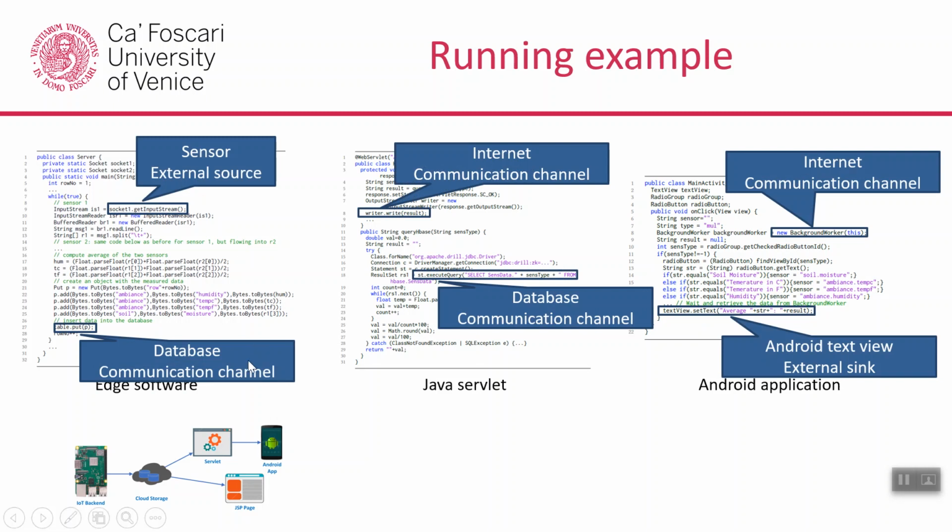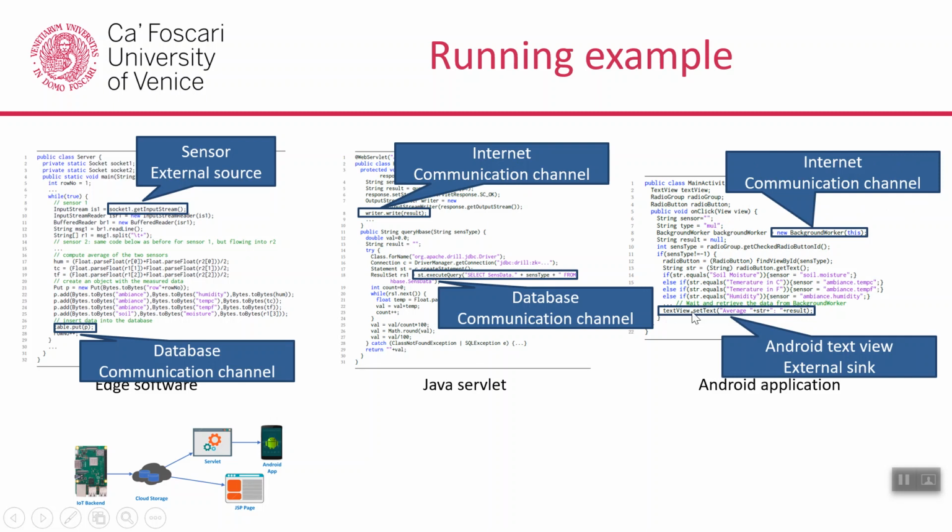For this particular example, we have a socket getInputStream that is an external source of type sensor. We have table.put that is a database sink as a communication channel. We have executeQuery that retrieves data, so it's a source of type database communication channel. We have the writer to a servlet.write that is a sink through the internet communication channel. We have a worker that retrieves data through the internet, so it's a source of the internet communication channel.